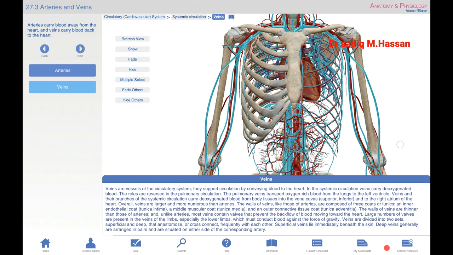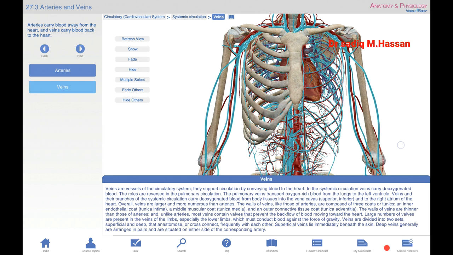So veins are divided into two sets, superficial and deep. They anastomose or cross-connect frequently with each other. The superficial veins and deep veins connect with one another. To connect with one another, in medical terms, is anastomosis.